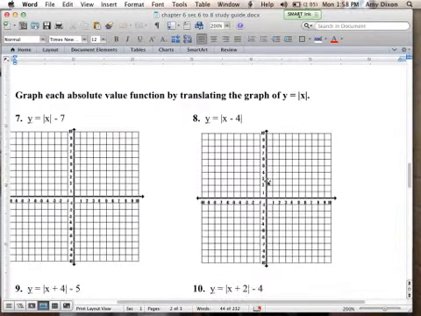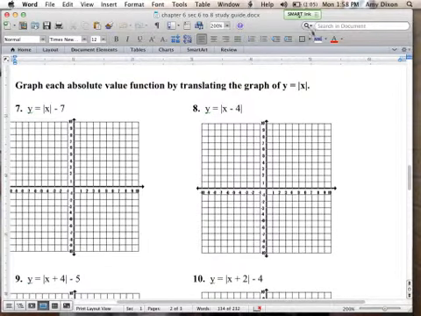All right, let's go ahead and look at 7 and 8. Graph each absolute value function by translating the graph of y equals absolute value of x. All right, on number 7, if you notice that negative 7 is on the outside of that absolute value bar. So what that means is that's an up or down shift. Since it's negative 7, we're going to shift down 7, and that's where we start our V.